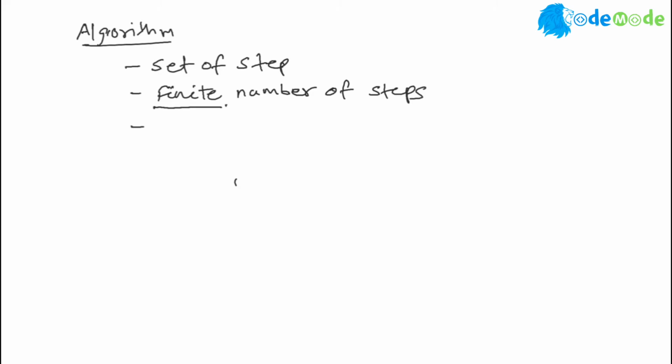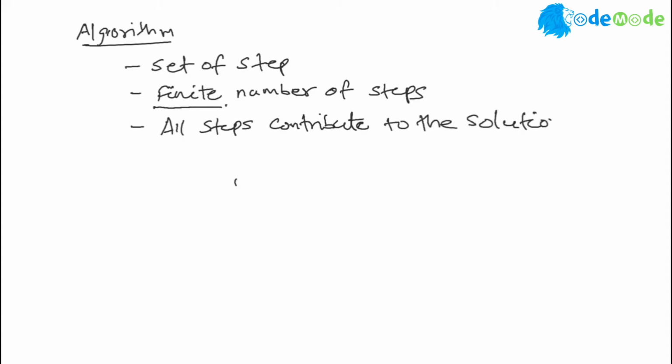Third thing that you will see is all the steps contribute to the solution. All steps contribute to the solution. In my example of tea, I did not say to add salt. I did not say bring salt. I did not say, take a break and go outside and watch a YouTube video. I did not say that. All the steps I wrote are very relevant to the solution, right? So it is basically what we call relevant steps. That's another characteristic of an algorithm.